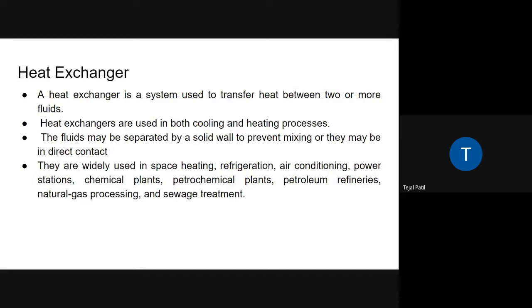They are widely used in space heating, refrigeration, air conditioning, power stations, chemical plants, petrochemical plants, petroleum refineries, natural gas processing, and sewage treatment plants. Beyond this there are a number of other applications for heat exchangers, because wherever cooling, heating or transfer of heat is required, heat exchangers are always suggested.